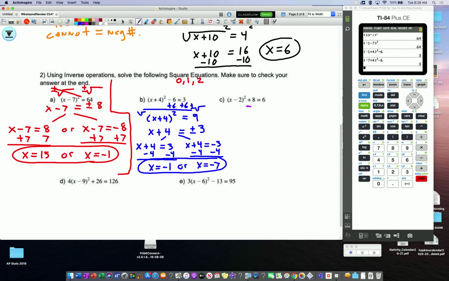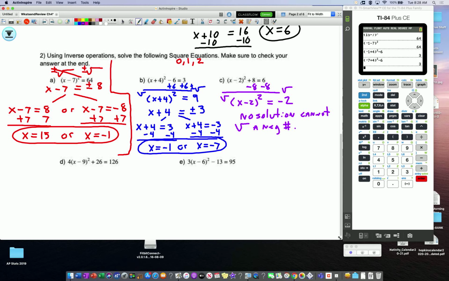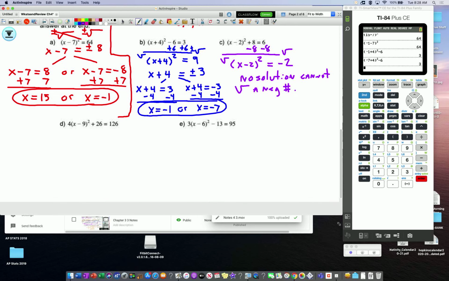All right, so first thing I do is get the number to the other side. So subtract 8. So I have x minus 2 quantity squared equals negative 2. So now I want to square root both sides. Oh, but it's a negative number. So this is a no solution. Because again, the reason for it is you cannot square root a negative number. Okay, so we don't have any solutions on that one.